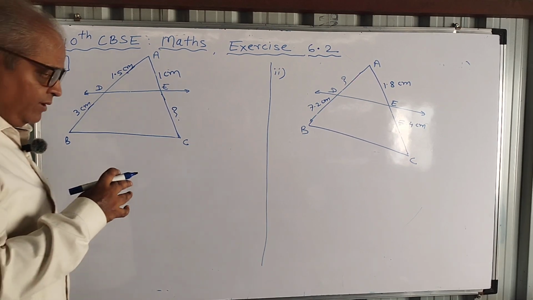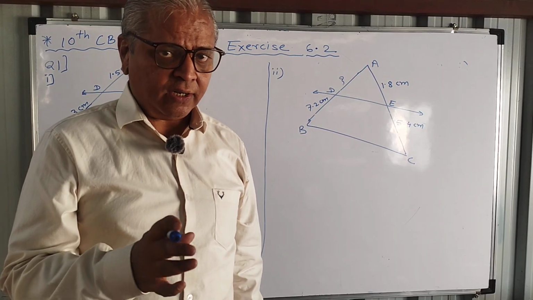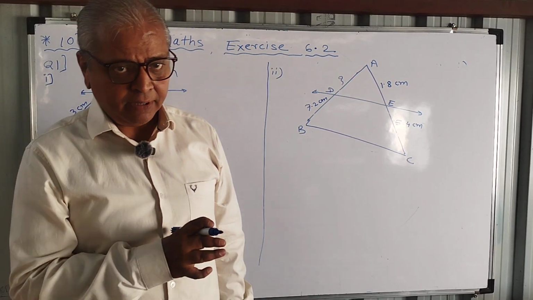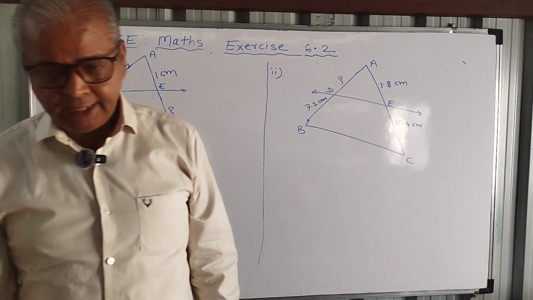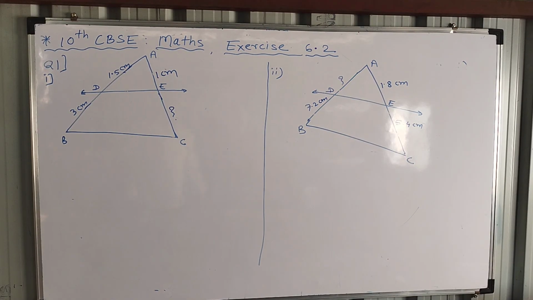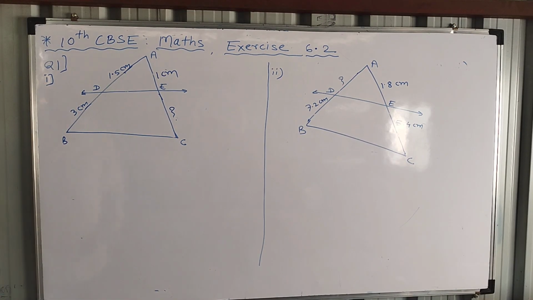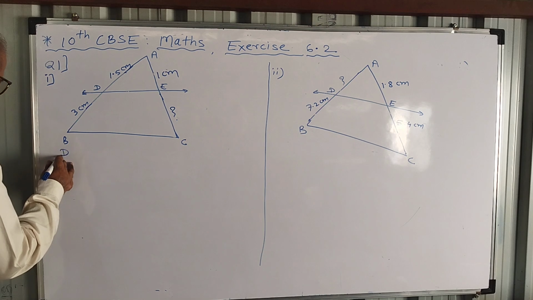See, when this question is for MCQ, then you can directly do the rough work and directly find the answer. But when this question is for 2 marks, you need to explain it in detail. What is it? See, which line is parallel to which side? That is to be mentioned first. So DE parallel BC.